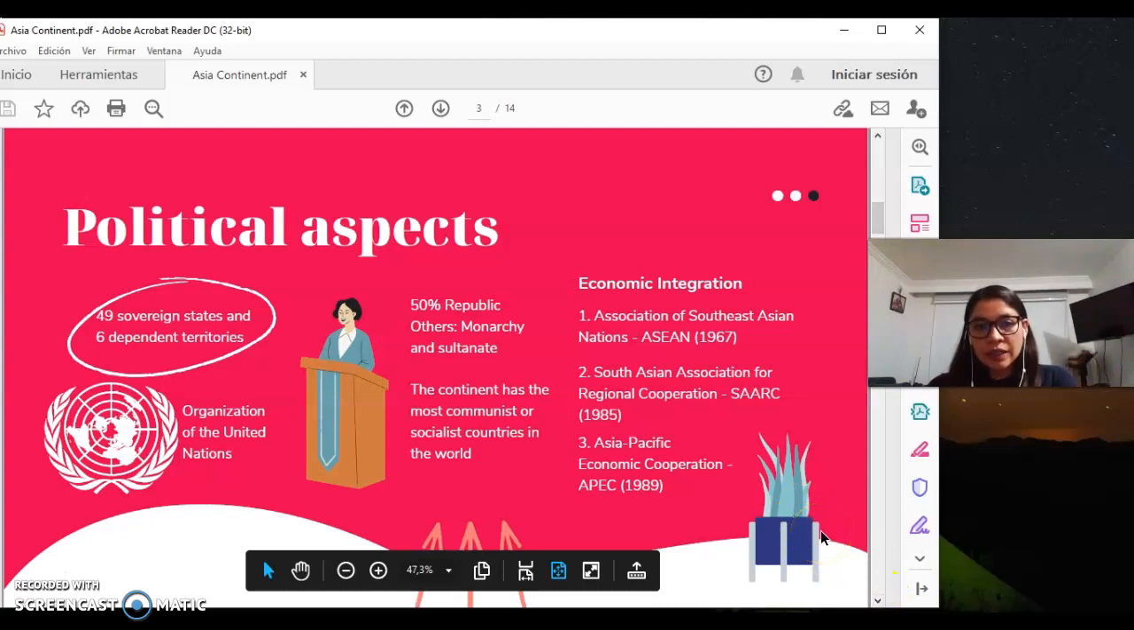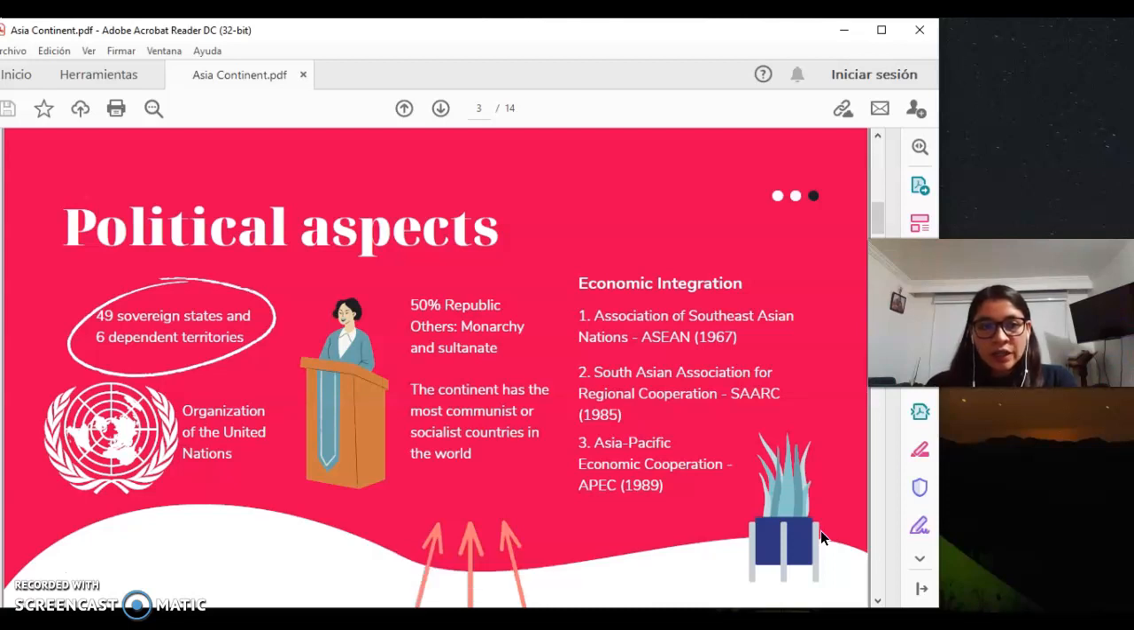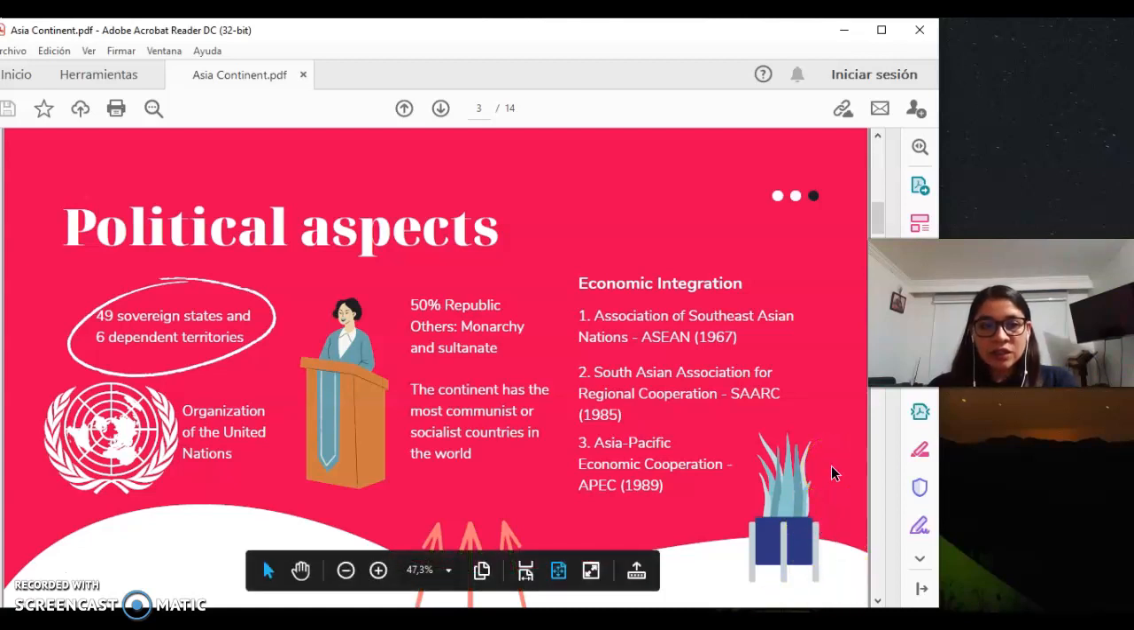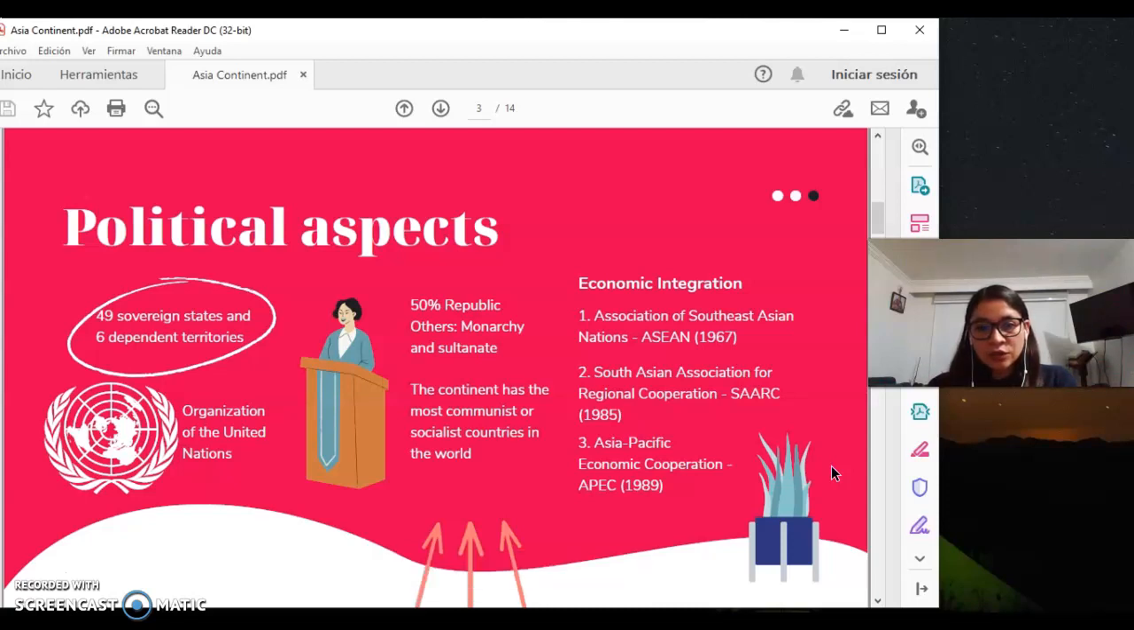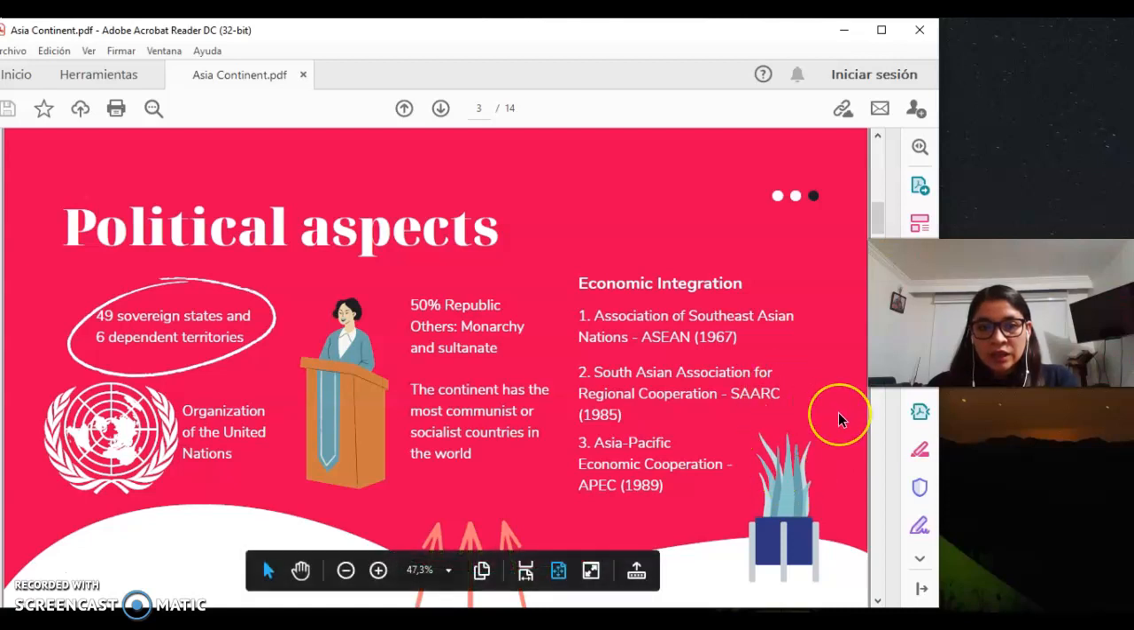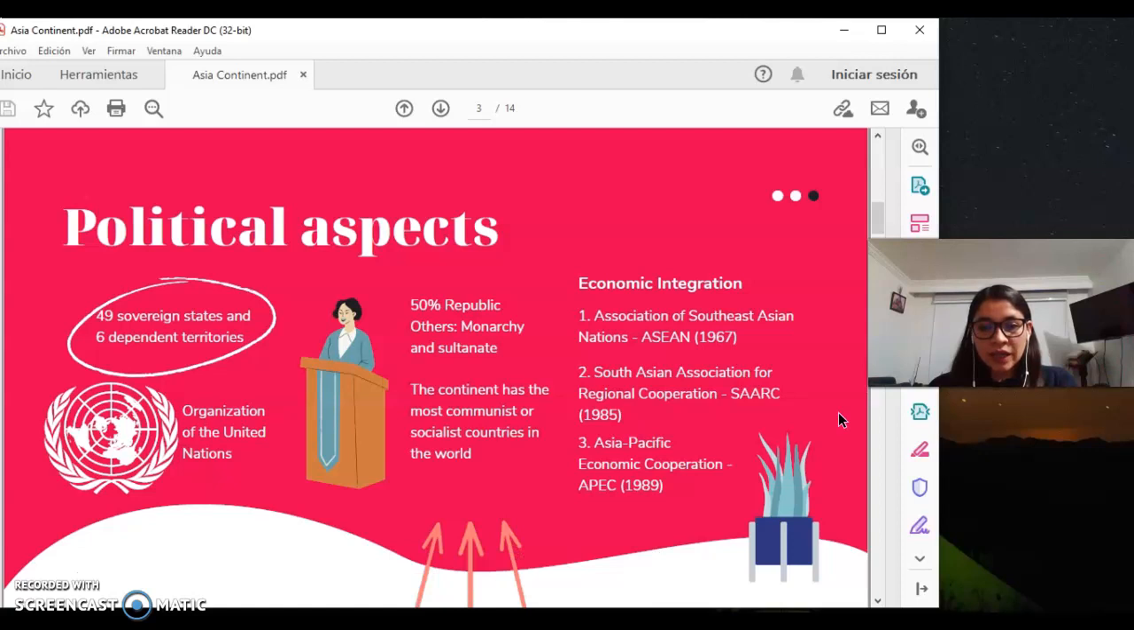First, talking about the political aspects, we saw that the continent has 49 sovereign states and 6 dependent territories. All these countries are in the Organization of the United Nations. 50% of the countries are republics, and there are others with political regimes like monarchy and sultanate. Another important aspect is that the continent has the most communist or socialist countries in the world.